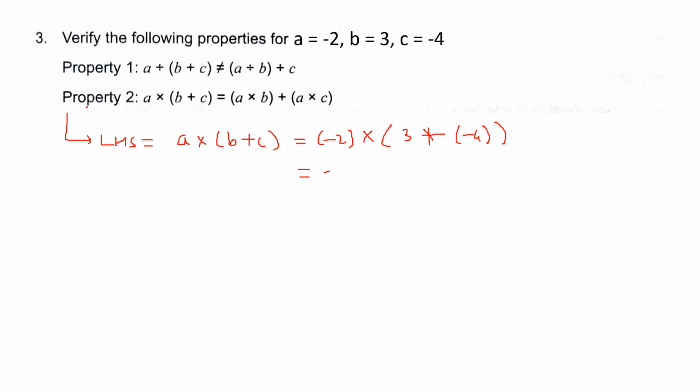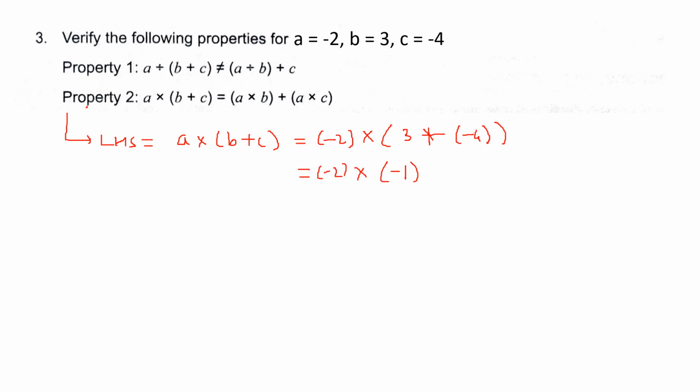So -2 multiplied by, now let us add this 3 and -4. Since they are opposite signs, the result will be the difference. The difference is 1 and the sign is negative, so -1. Why have I taken negative? Because 4 is bigger than 3, and the sign of the bigger number we take for addition of integers, right?